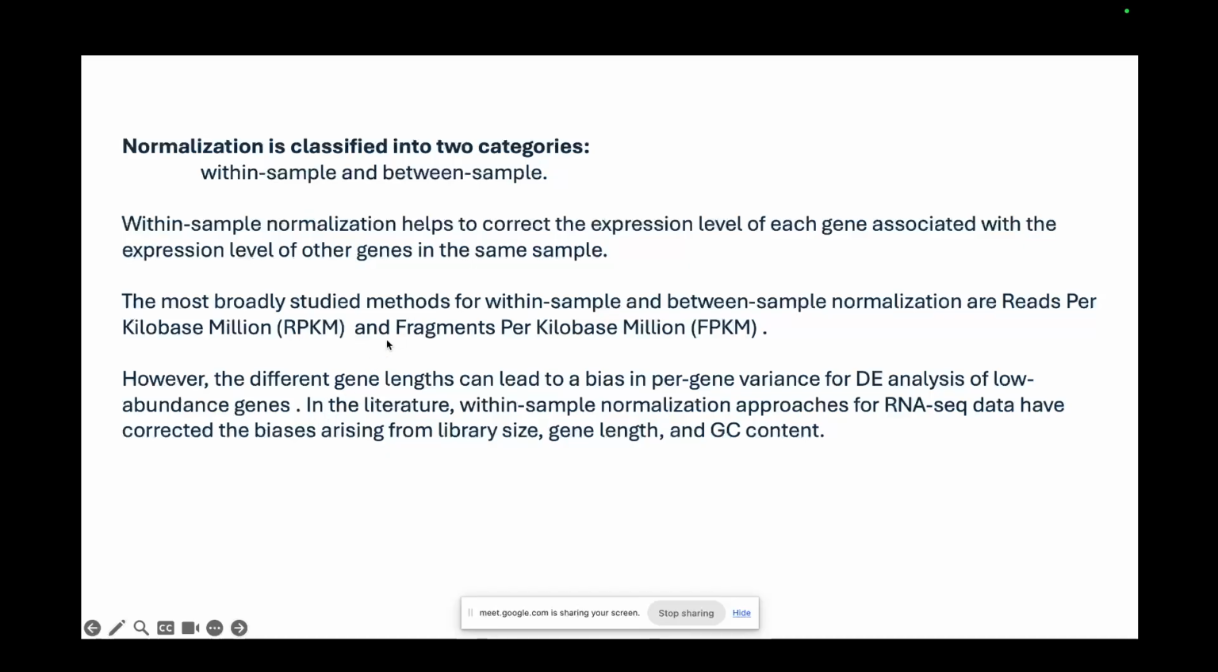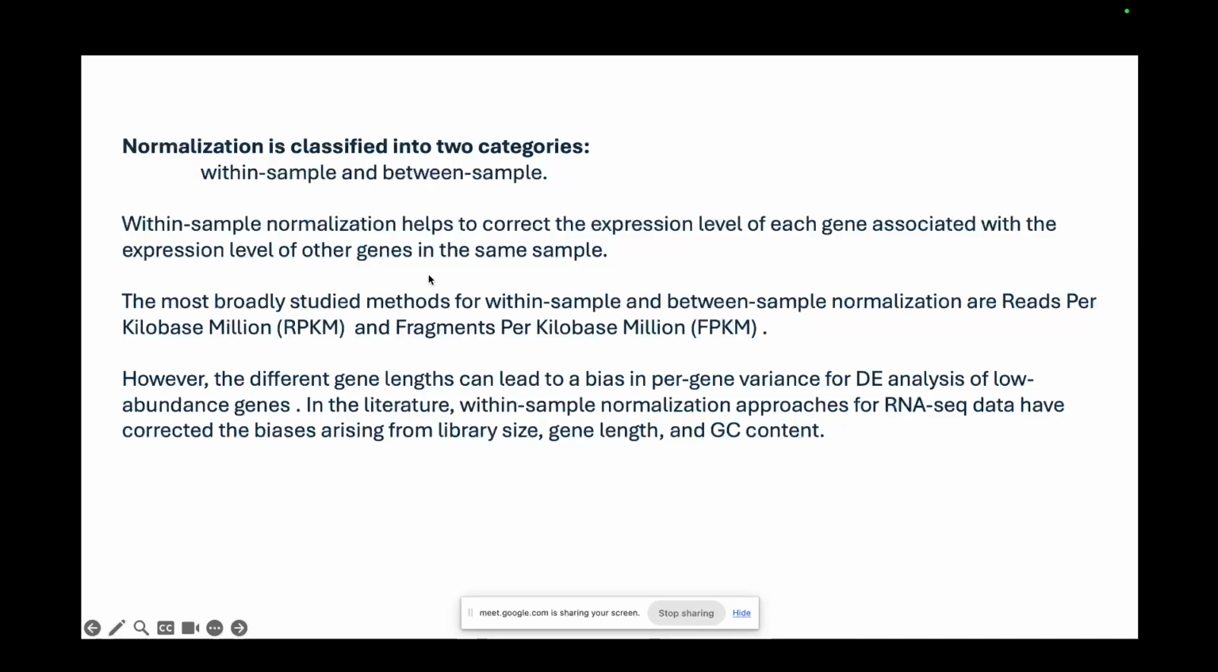Moving on, types of normalization that can happen: there can be two steps. One is within sample normalization, and the other is between sample normalization. Within sample is the same experiment, you are normalizing across that. Between sample is where you have two conditions, two different samples that you are comparing, and you need to put them on similar footing to make that comparison. So that is the between sample normalization.